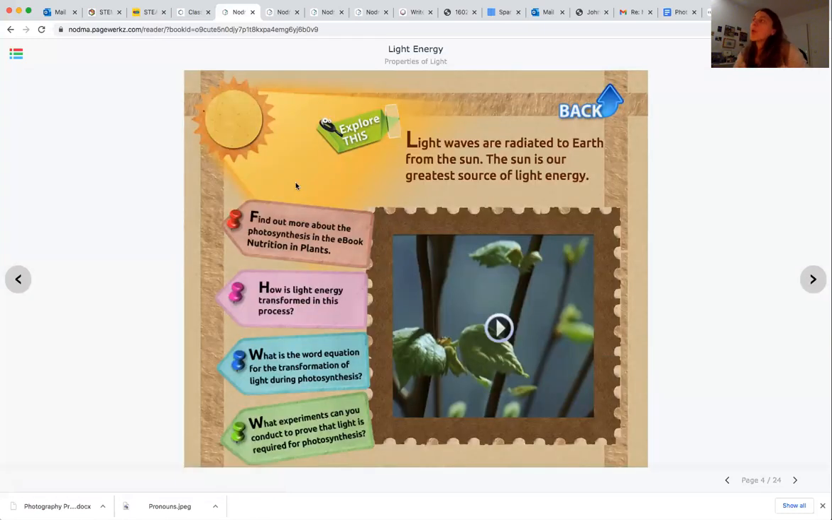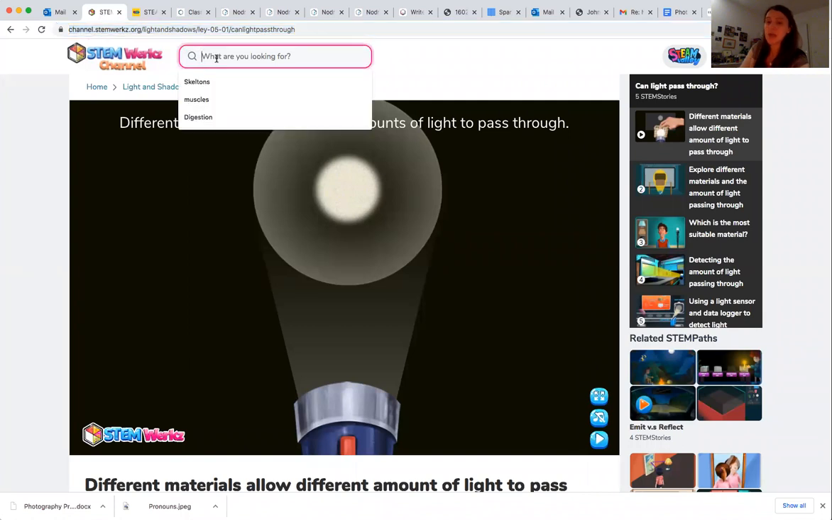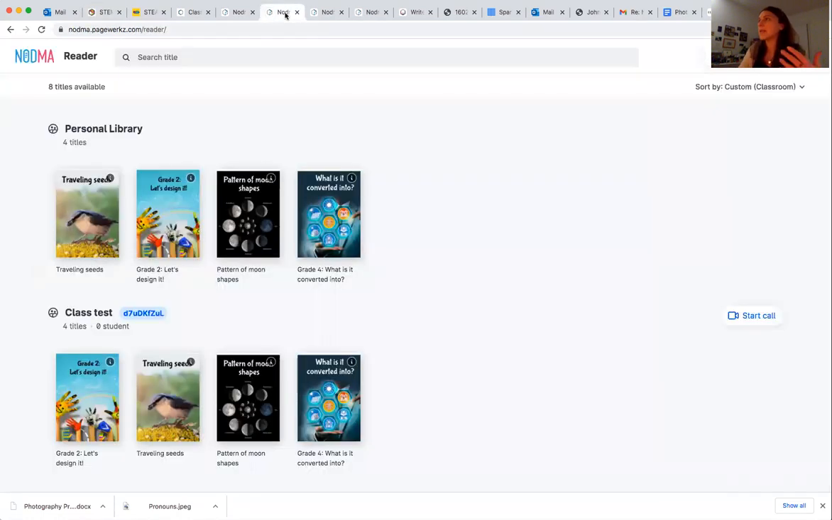And it goes into what these electromagnetic waves are. Light waves are radiated to the earth from the sun, and the sun is our greatest source of light energy. So you can ask them if they know about photosynthesis, or if they want to find out more. We do have another book about photosynthesis in this resource, so you can connect to that book as well, or you can connect to the actual STEMWerkz channel, because that's also got a lot about photosynthesis. You just need to type it in there and go into it.